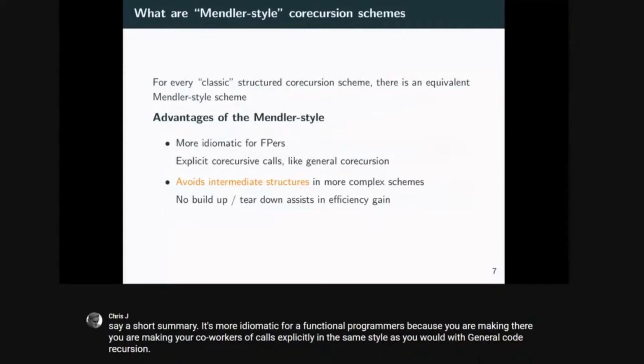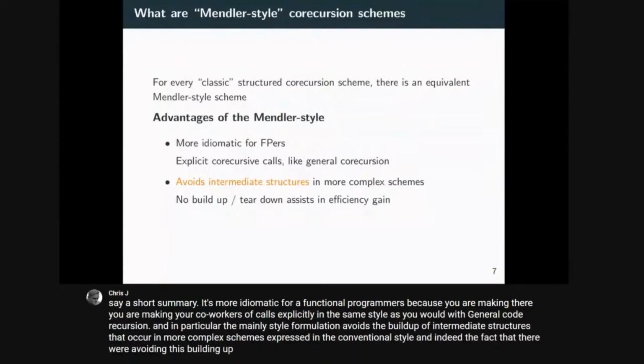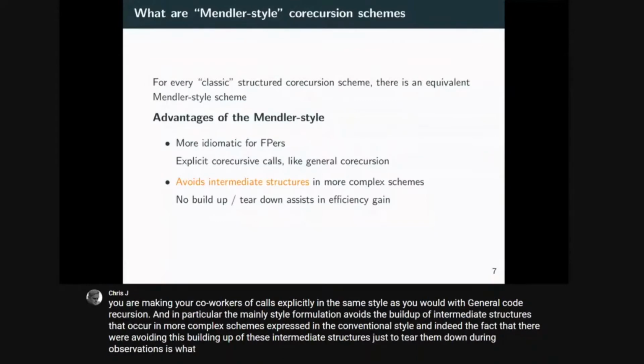And in particular, the Mendler-style formulation avoids the buildup of intermediate structures that occur in more complex schemes expressed in the conventional style. And indeed, the fact that they were avoiding this building up of these intermediate structures just to tear them down during observations is what assists us in the efficiency gain.